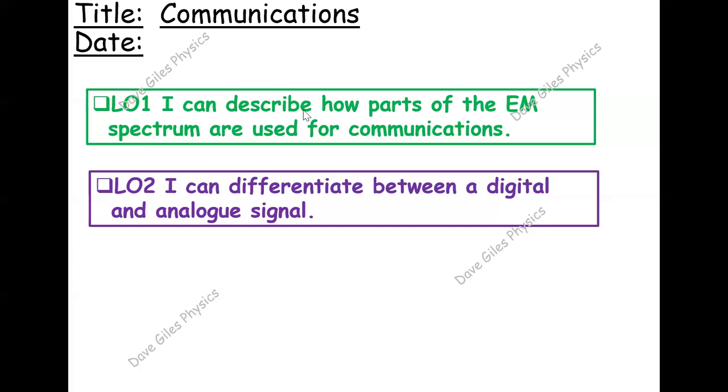Hello again, it's Dave Giles here for the next lesson of Cambridge International Education IGCSE Physics, Unit P3 Waves. And today is the final lesson in the unit, and we're looking at communications.